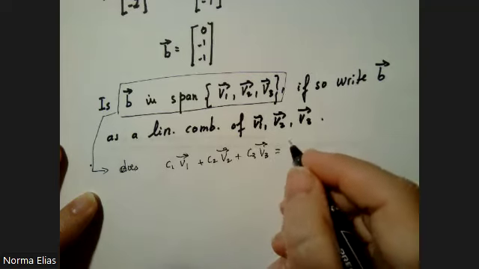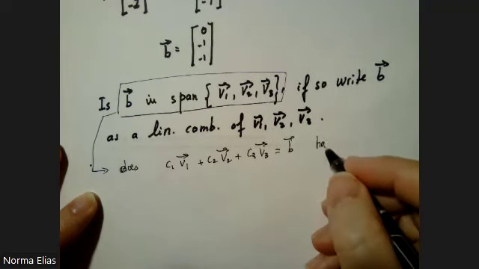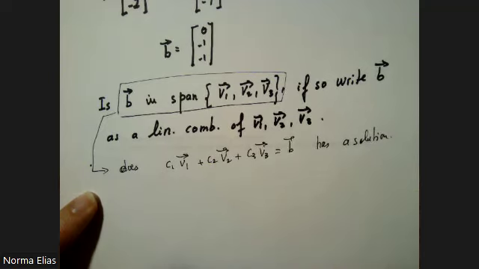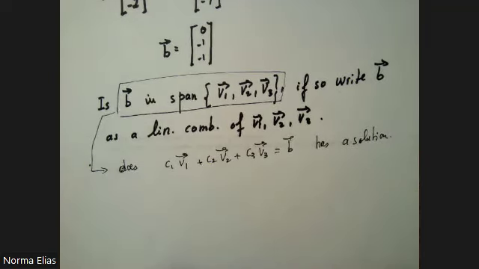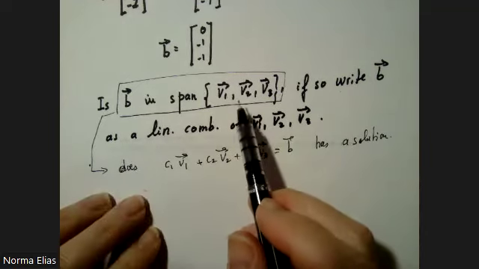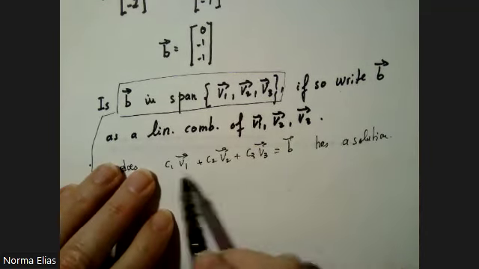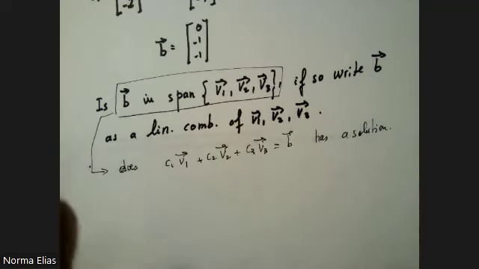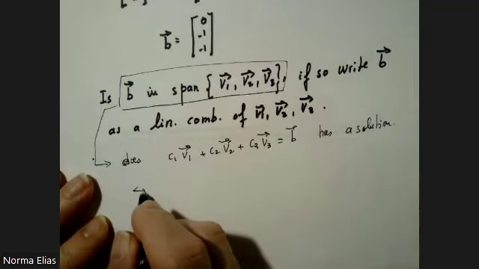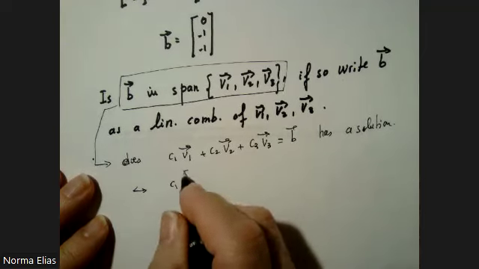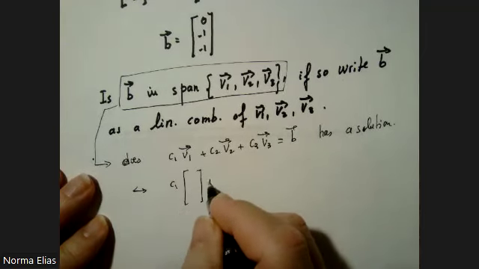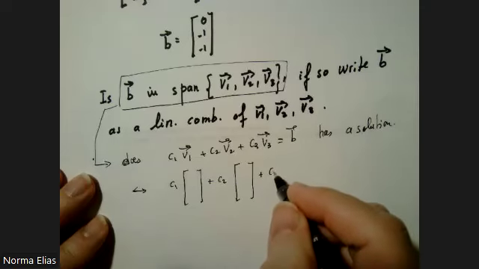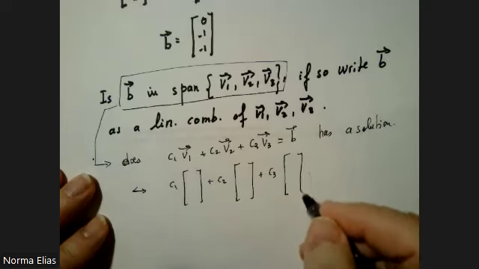Before you write the equation, because you will be immediately lost, ask yourself, what does the span mean? It means can I write b as a linear combination? That's what you have to justify. So it's equivalent to do the following: C1 times this plus C2 times this. When you write the definition, you start understanding the concepts more and more.